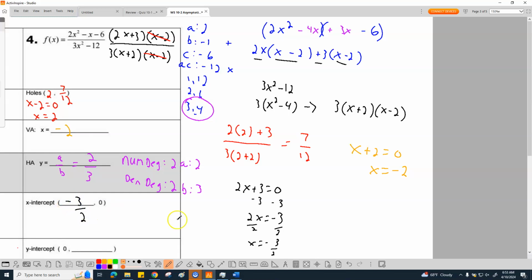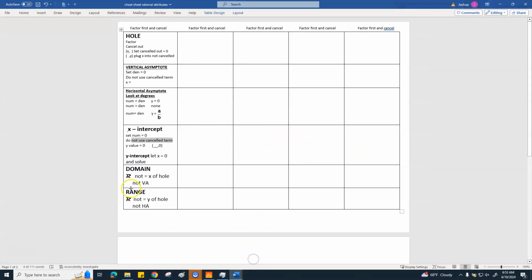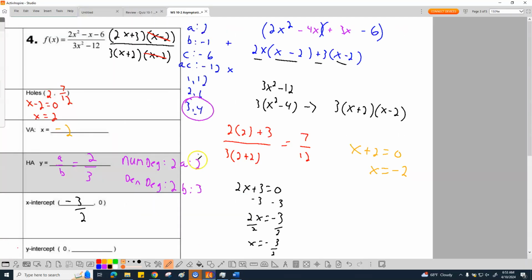My y-intercept now, let's go to my cheat sheet and see what it says to do. My y-intercept, it says let x equal 0 and solve. That means you plug in 0 and solve. So you go to the original thing and you basically plug in 0 and solve this out. That's how you do it. So now I'm going to switch to green for this one. Sorry for the mess. Y'all know how I work. I'm going to plug in 0 for this. You ready? So here it comes for y-intercept. So y-int, plug in 0. What does that look like?